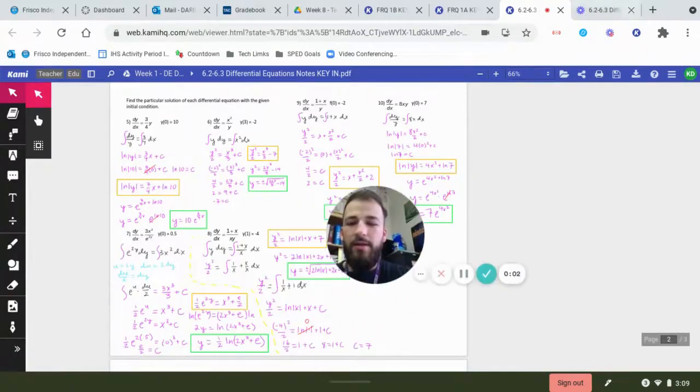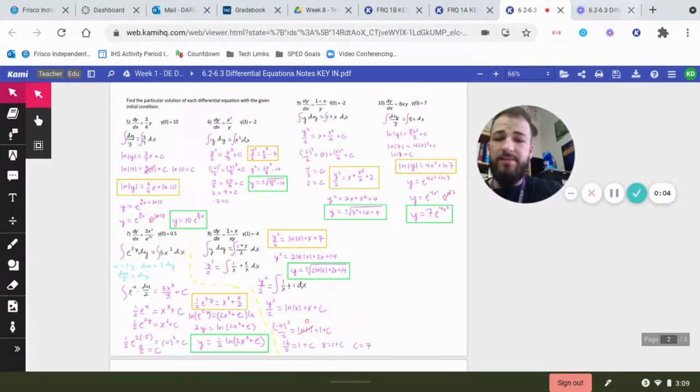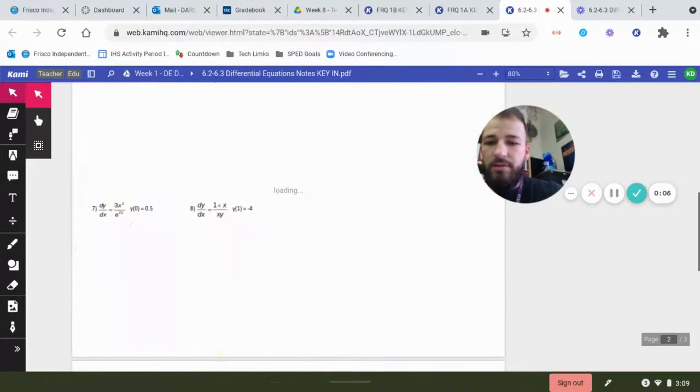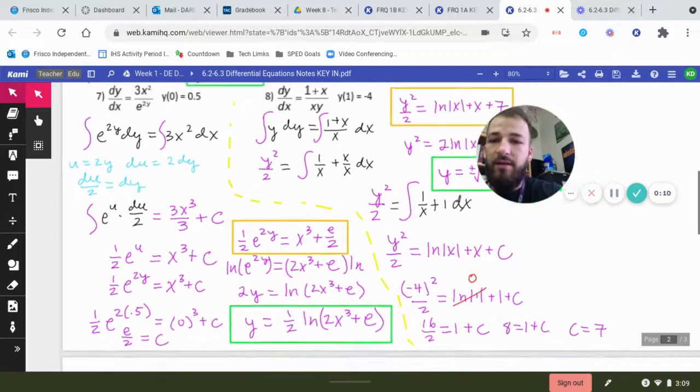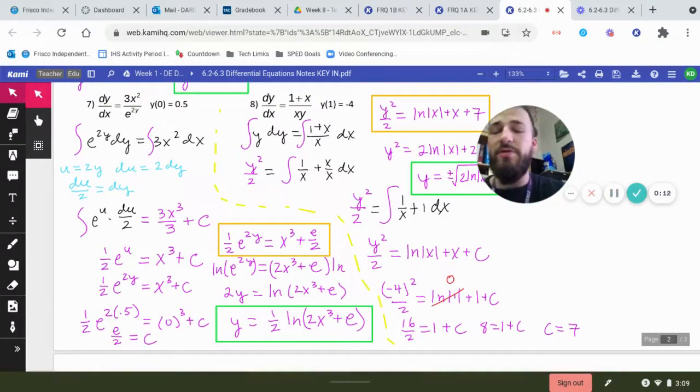All right, y'all. Let's look at these. Just talk about them real briefly. So number 7, a little bit crazy. So if 7 is the one that threw you off, that's okay, because 7 is kind of hard. So on the left side, we have e to the 2y, which is going to be a u substitution. You can see we take that 2y out, which gives us that extra 1/2. On the right side, it's just 3x squared, so 3x cubed over 3.